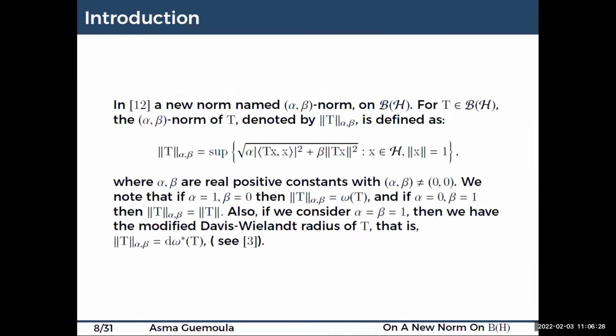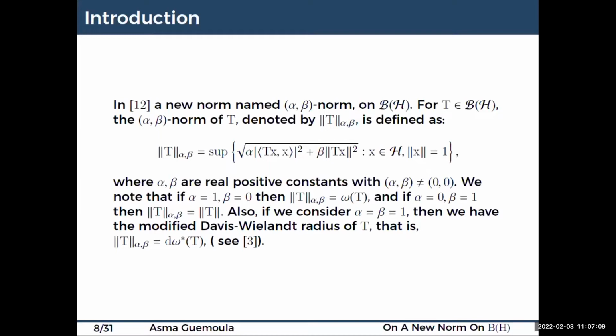In reference 12, a new norm named the alpha-beta norm was introduced on B(H). For T in B(H), the alpha-beta norm of T is defined as this, where alpha and beta are positive real constants that are not both nil. We know that if alpha equals 1 and beta equals 0, then the alpha-beta norm of T equals omega(T), and if alpha equals 0 and beta equals 1, then the alpha-beta norm of T equals the norm of T.